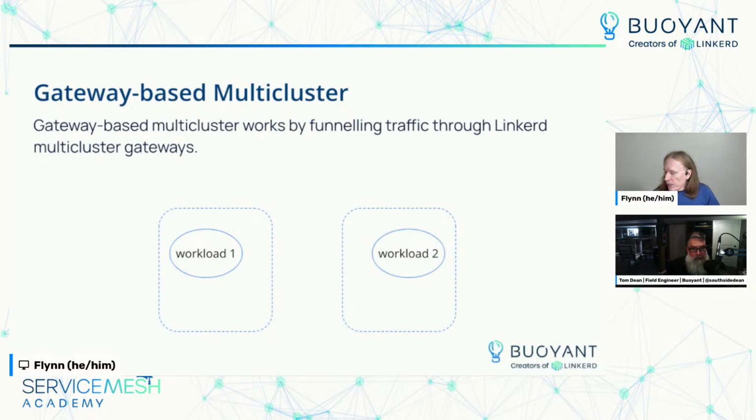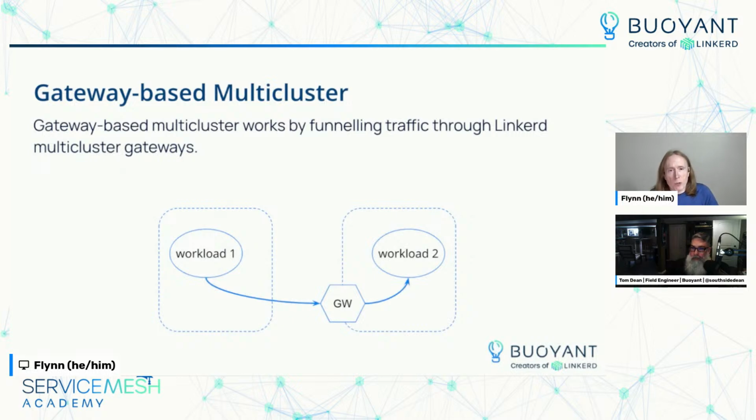Now, there are two different ways that Linkerd can do multi-cluster. In 2.13, I believe it was, we introduced gateway-based multi-cluster, where if workload 1 in the cluster on the left wants to talk to workload 2 in the cluster on the right, it will do so by sending its traffic to a Linkerd gateway.